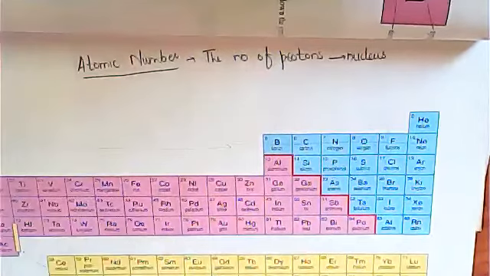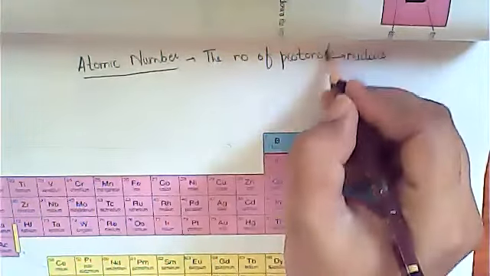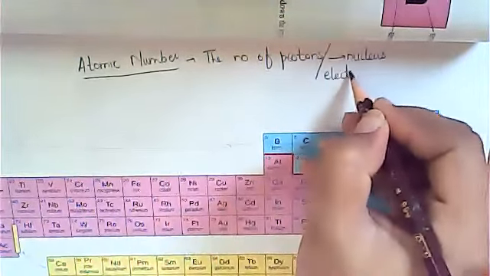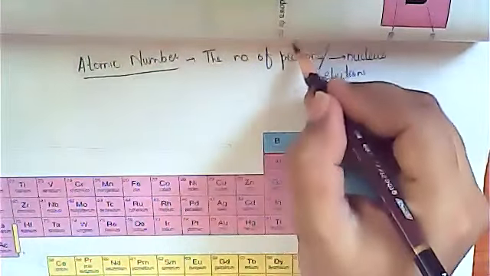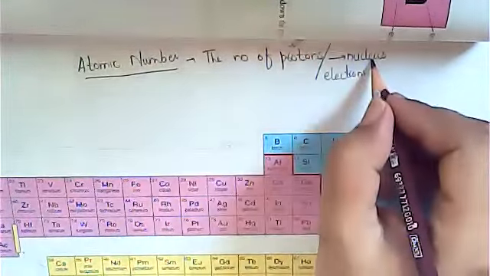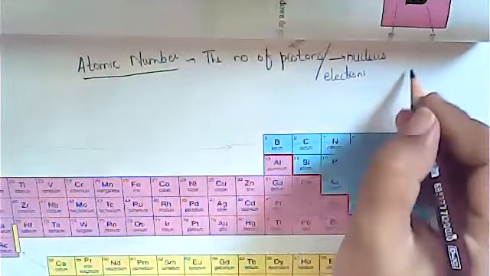Students, listen. Now Halima is replying that the number of protons and electrons. No, the number of protons or electrons. Either count the number of electrons or the number of protons, but most probably you have to count the number of protons that are present in the nucleus. Electrons are not present in the nucleus, they are present around the nucleus.